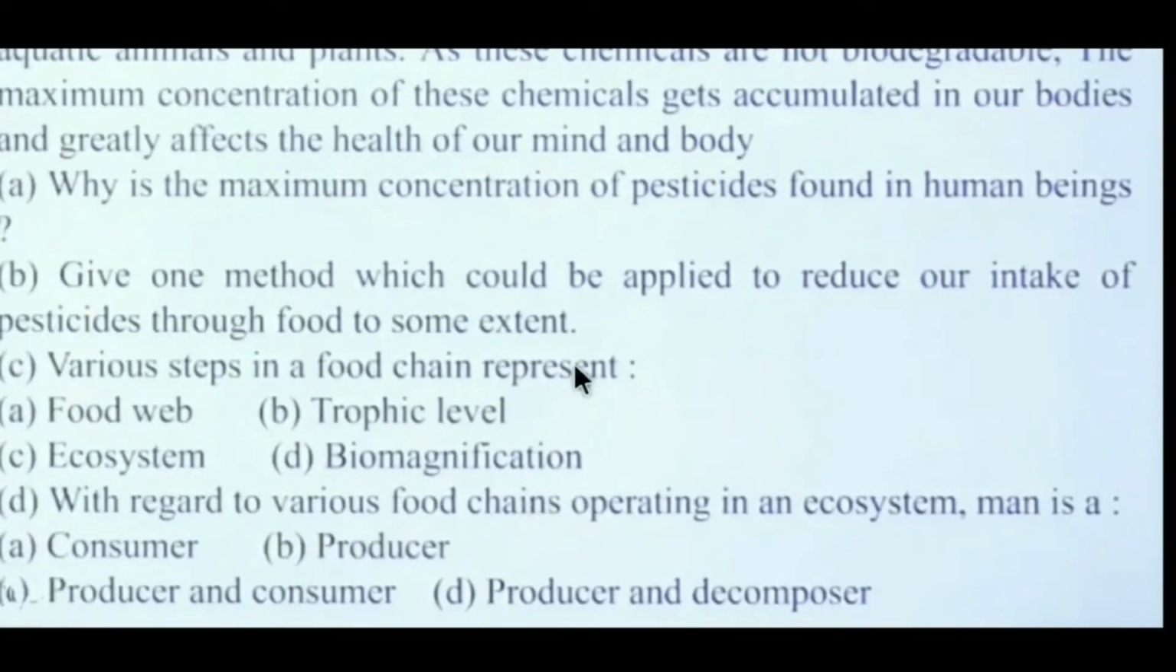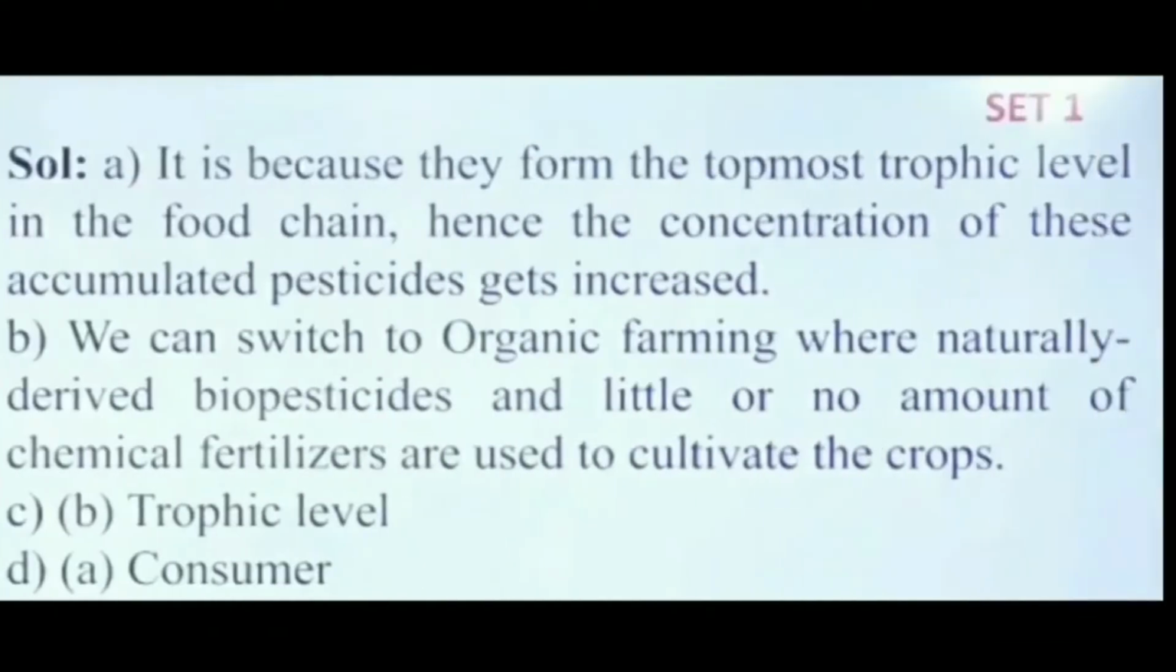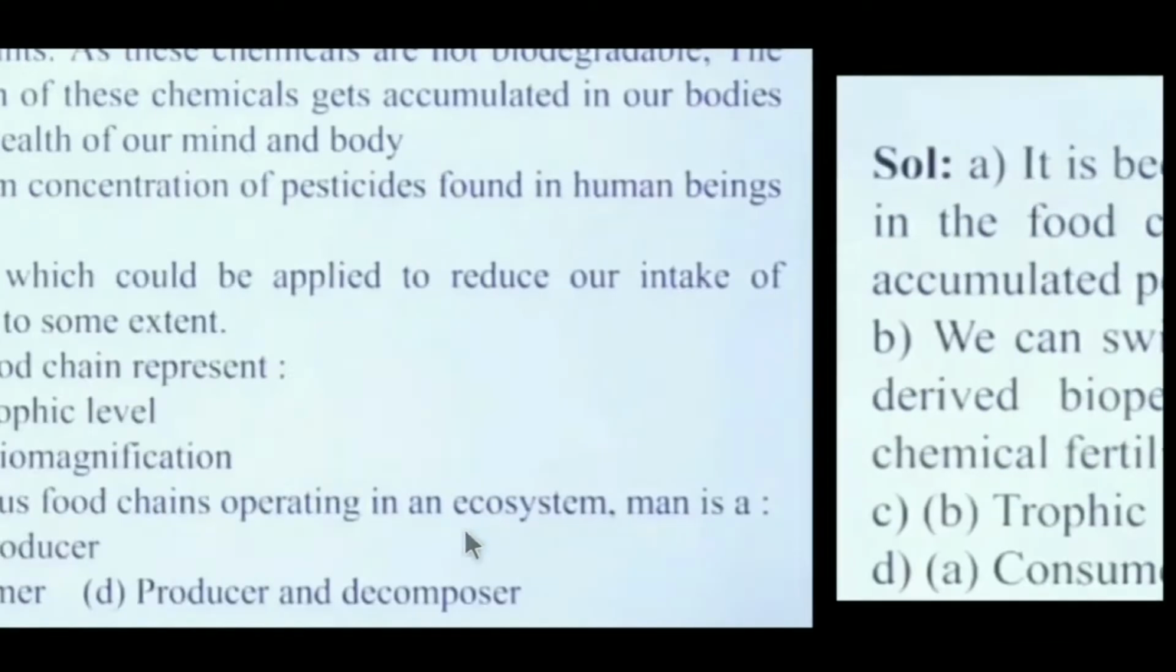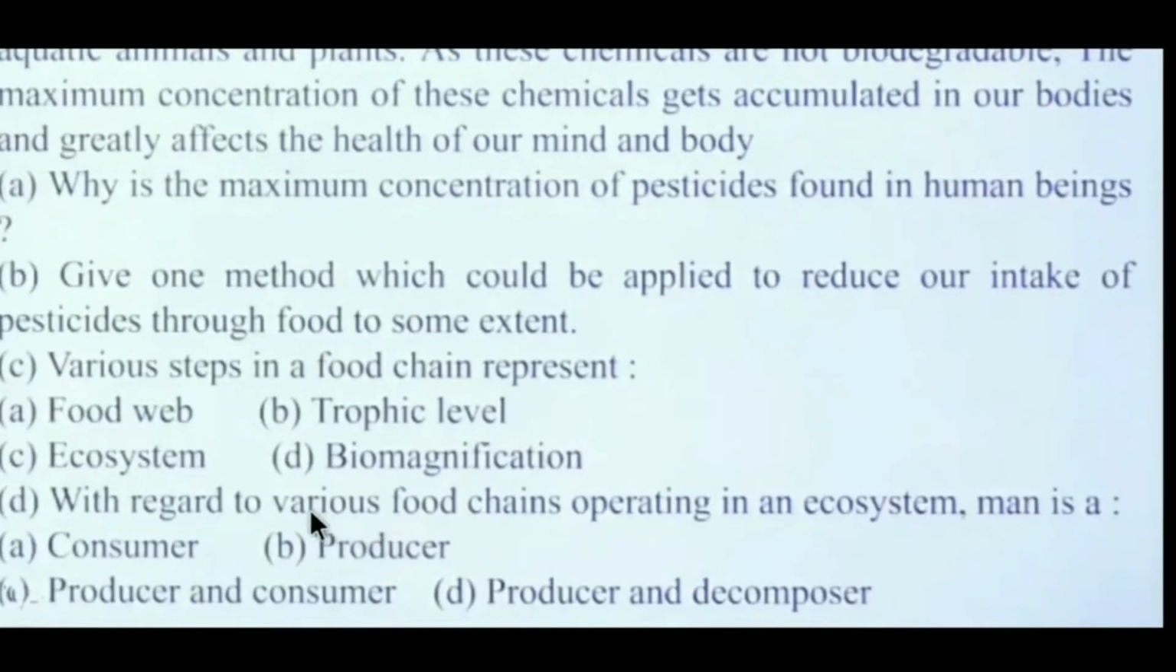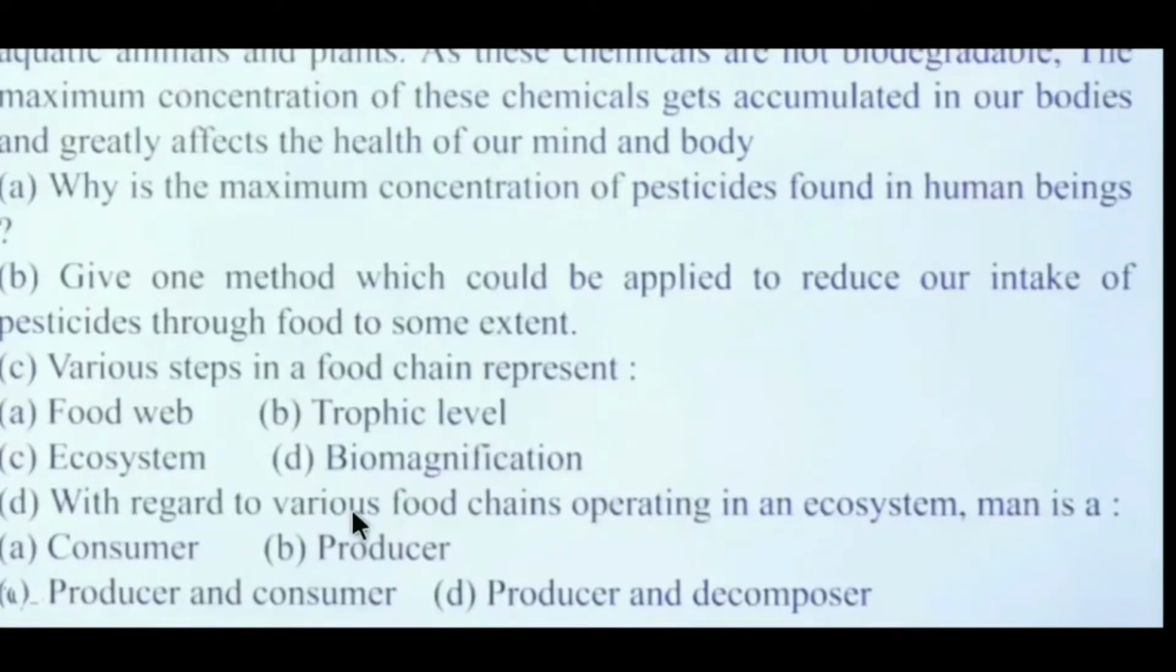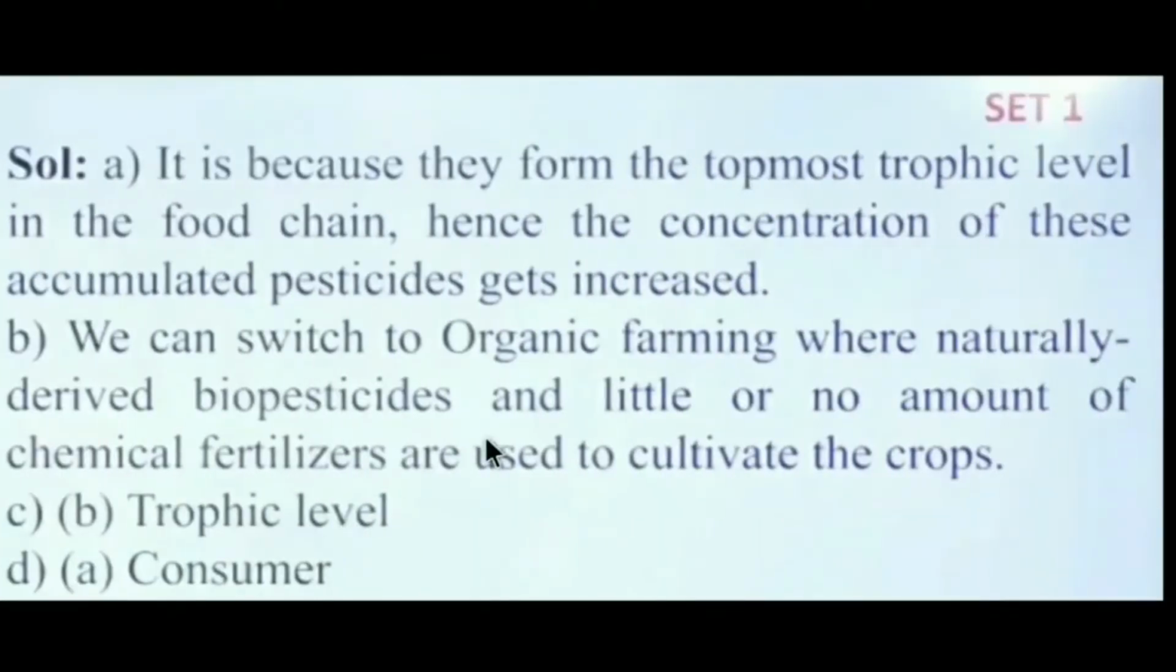फूड चेन क्या रिप्रेजेंट करते हैं? ट्रॉपिकल लेवल को रिप्रेजेंट करते हैं. एंड फोर्थ वन इज क्वेश्चन इज, with regard to various food chains operating in an ecosystem, man is a. So the answer is consumer. अलग अलग टाइप के फूड चेन से ऑपरेट करने के लिए इकोसिस्टम में मेन कौन सा रिगार्ड्स करता है? उसमें कंज्यूमर होता है. ओके, तो ये फोर्थ क्वेश्चन आपने देख लिए.